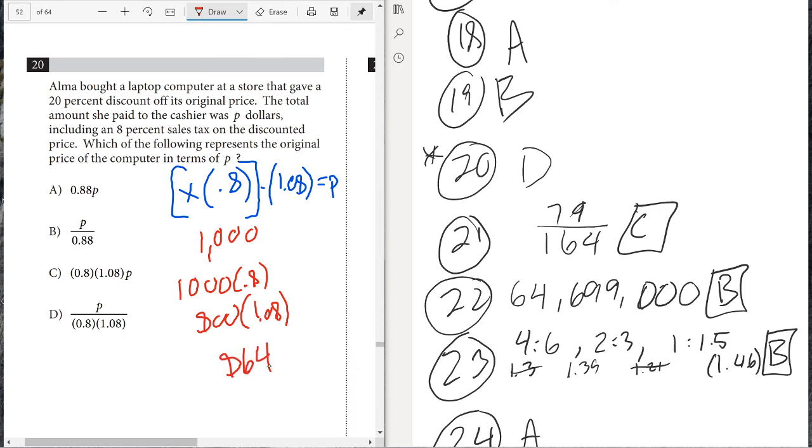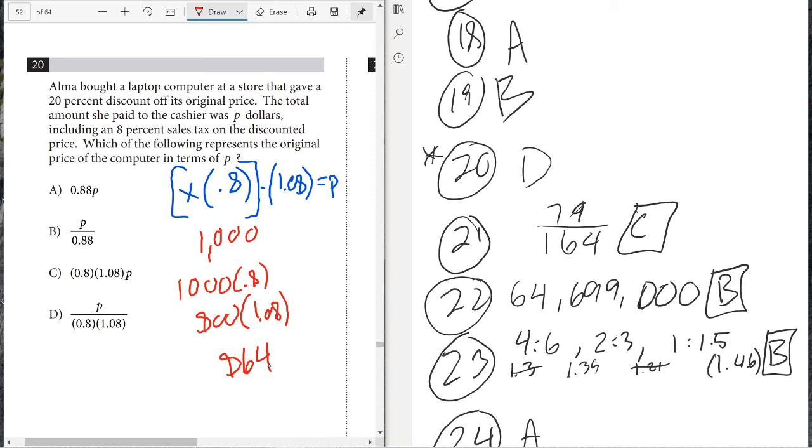$864 was P. So 864. I should be able to take the number and do each thing and get 1,000 when I do it right. So 864 times 0.88, and I get 760, so it's not A. 864 divided by 0.88, and I get 981, close but no cigar. 0.8 times 1.08 times 864, and I get 746.